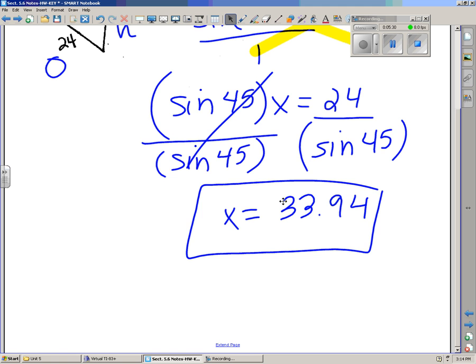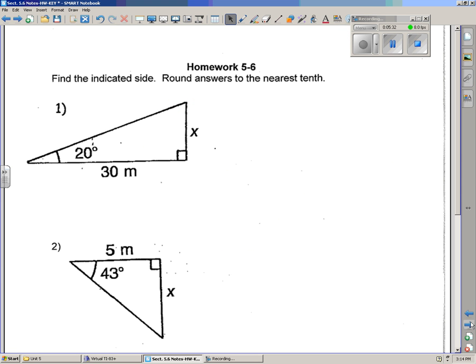Is that it? I think that might be it. Okay, so that's it. So at this point, you should be able to get your homework done. Good luck.